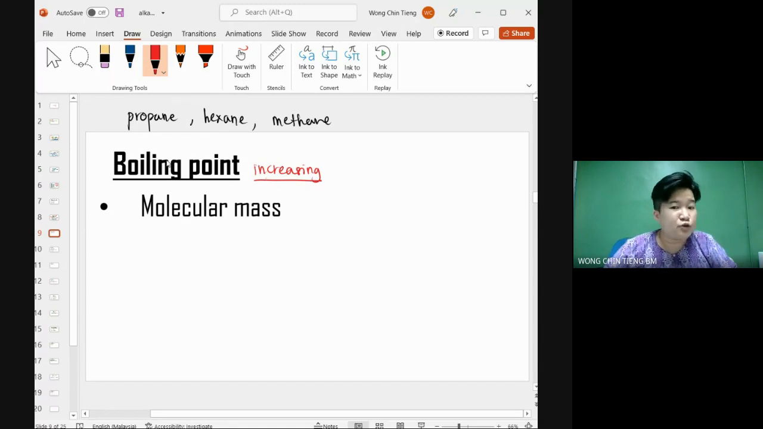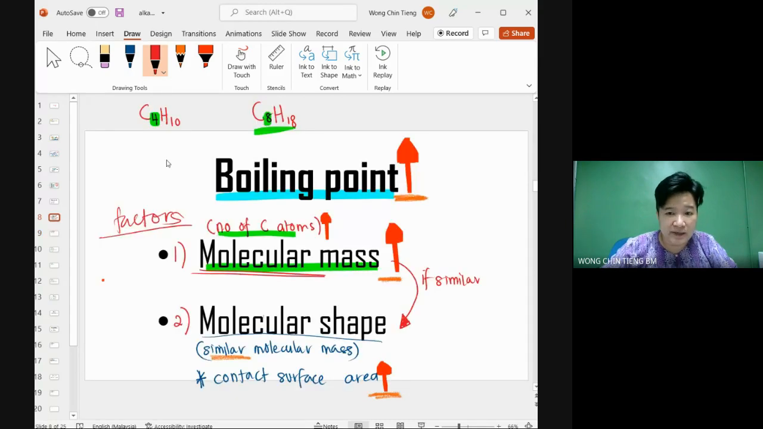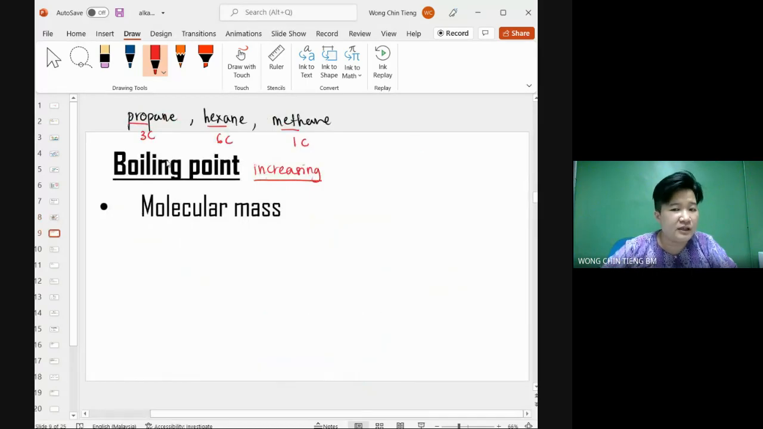So you have two factors. Kamu ada molecular mass, kamu ada molecular shape. Untuk soalan ni macam mana kita nak tahu saya nak bincang guna molecular mass atau saya nak bincang guna molecular shape? Senang je. Propane, 3 carbon. Hexane, 6 carbon. Methane, 1 carbon. Perlu kira mass, perlu kira hydrogen? Tak payah. Saya tak tunjuk pun hydrogen sayang, saya tunjuk carbon je. So, you know already the molecular mass is different due to the number of carbon being different. Bila molecular mass dah berbeza, tak payah tengok molecular shape. Kita akan berhenti terus kat molecular mass.